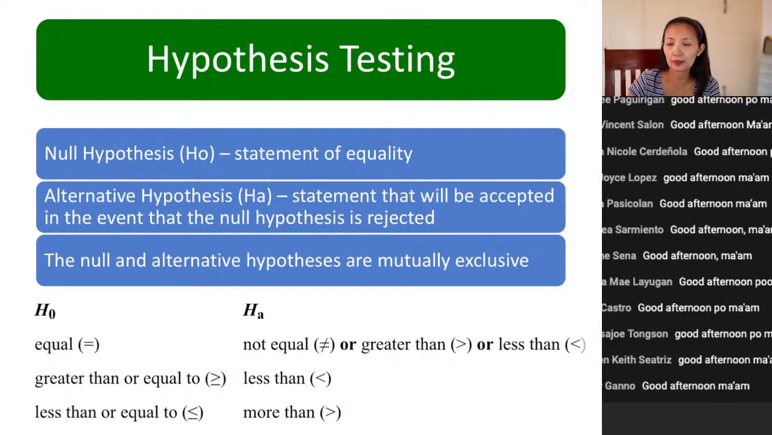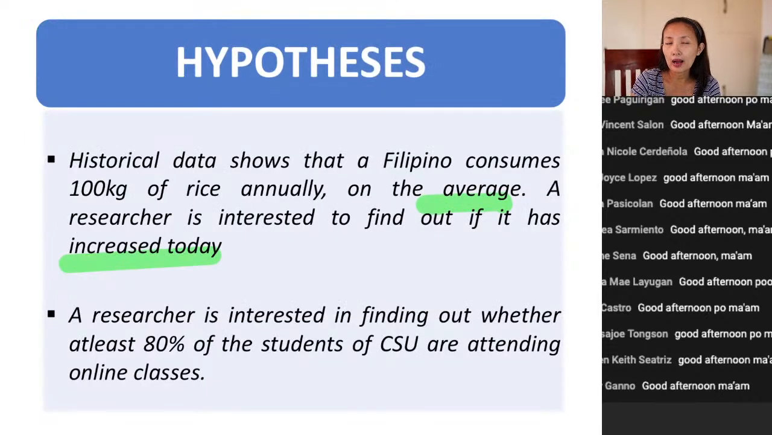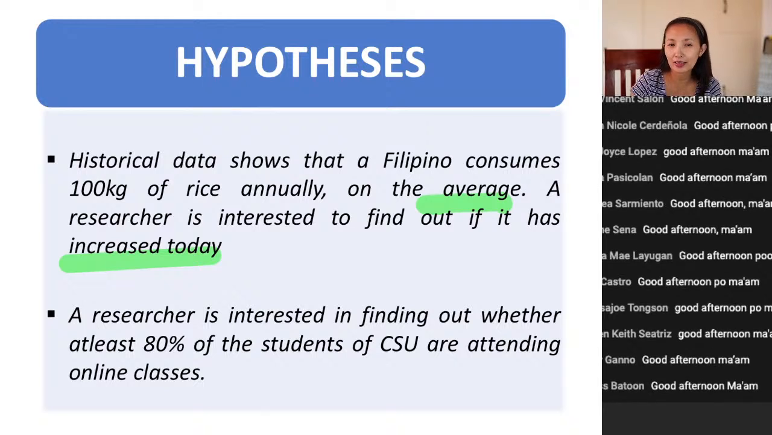So let's proceed. What is the population? Ano yung population natin sa number 1? And what is our parameter? Population here is Filipinos. What about the parameter? What is that estimate of the population that the researcher is interested about? It's there, average. Average rice consumption annually. That's the mu, because that's a word talking of population.